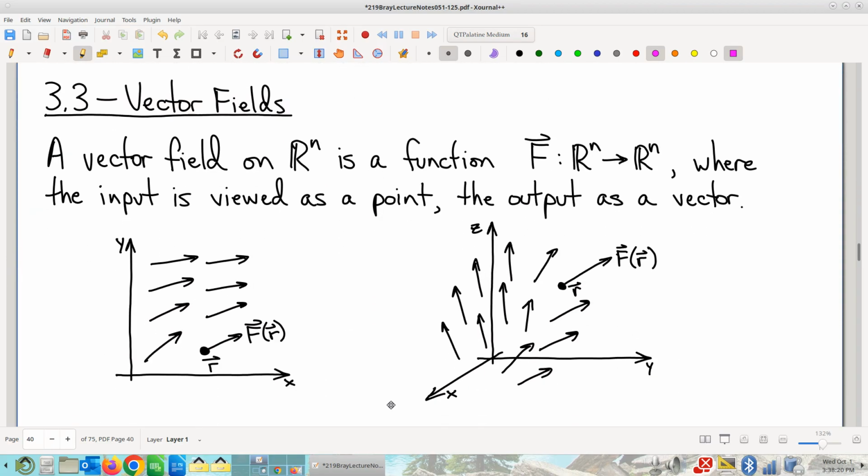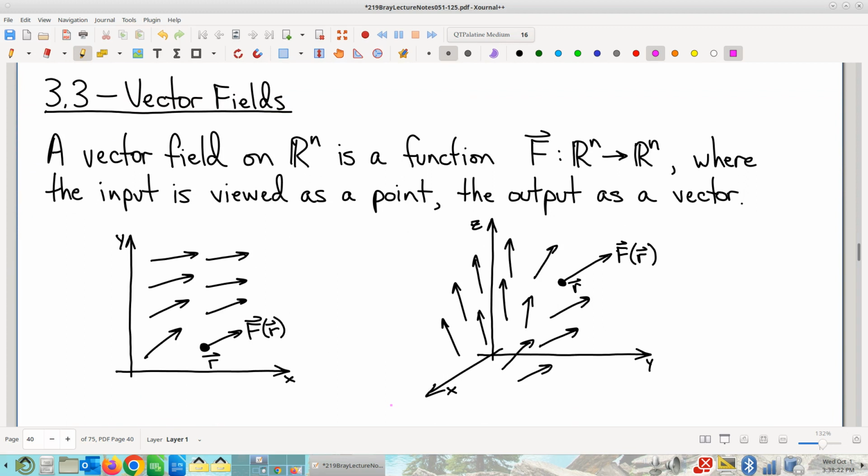Okay, let's get along to 3.3. This is a very important section. We're introducing a new mathematical object. This is a very, very important mathematical object. We're going to do a lot of stuff with this. Vector fields. Vector fields are going to be the main object of study in chapters 6 and 7.